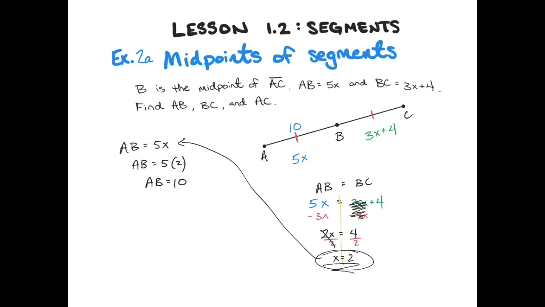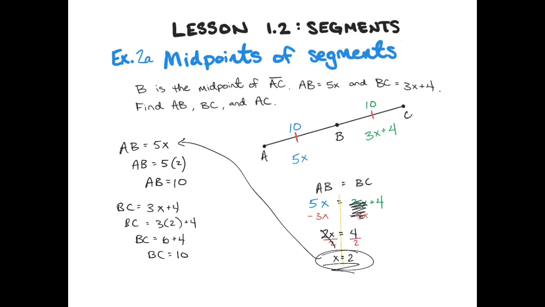Now, I would expect BC to also be 10 units because B is the midpoint and AB is equal to BC, but let's just check to make sure. BC's expression was 3x plus 4, and x is worth 2, so BC is equal to 3 times 2 plus 4. 3 times 2 is 6, plus 4 is equal to 10. So that's good. That means I probably did it right, and it makes sense that AB and BC are equal.